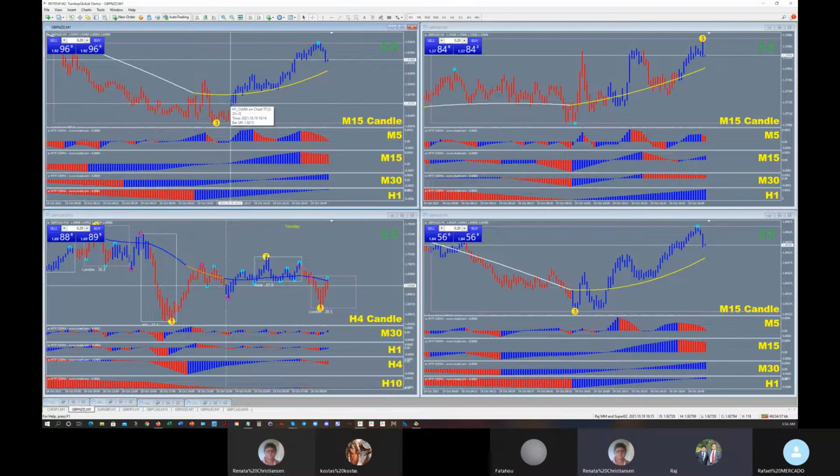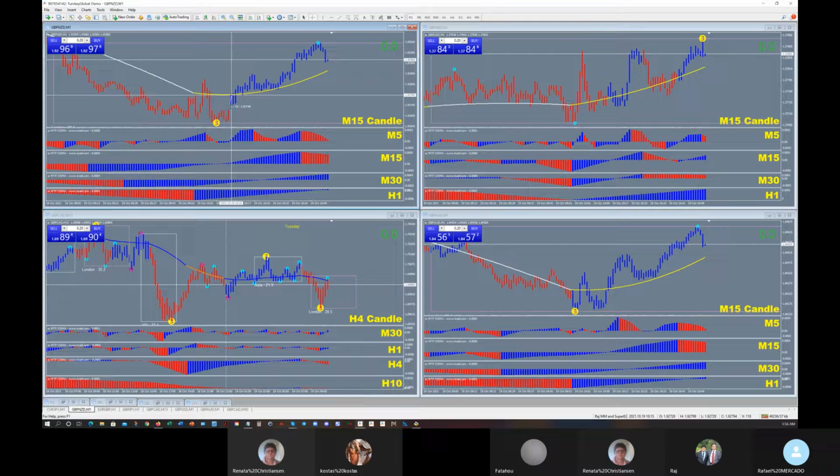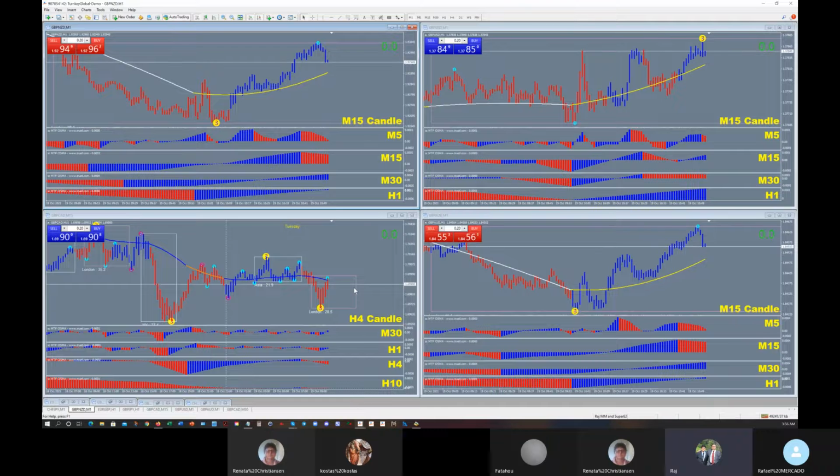So same thing over here again, right? This is a 14 pip. This pound New Zealand is a 3 pip spread anyway. So that's 20 pips. So 20 pips, 20 pips, 20 pips. Good.